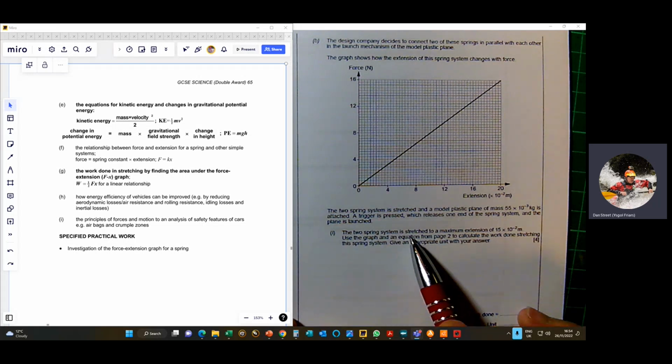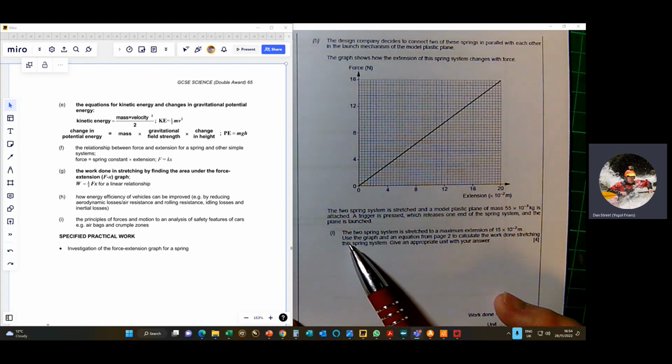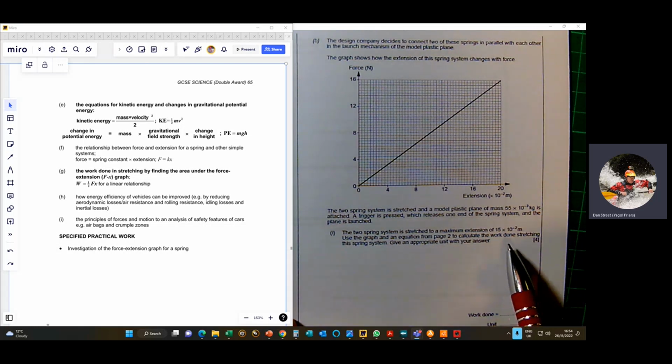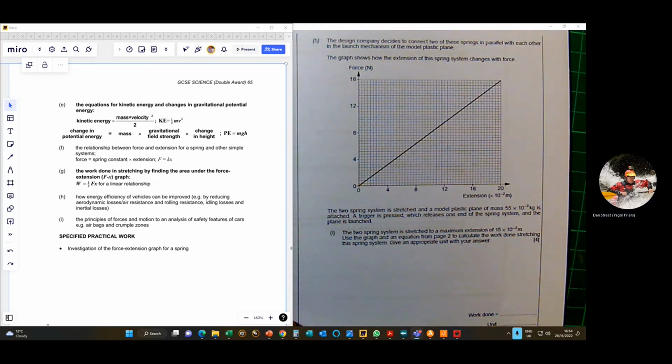The 2-spring system is stretched to a maximum extent of 15 times 10 to the minus 2 meters. Use the graph and an equation from page 2 to calculate the work done at stretching this spring system. Give an appropriate unit for your answer. Okay, so if we have a look at the syllabus, we'll notice that here we're told that the work done in stretching is found by finding the area under the force extension graph. So in effect we need to use this equation here.